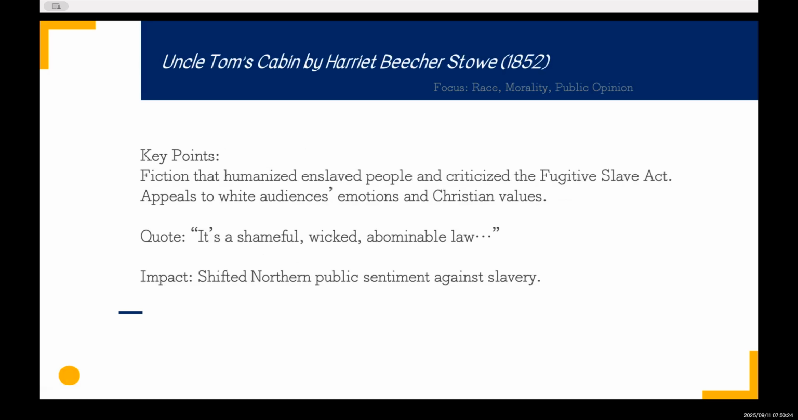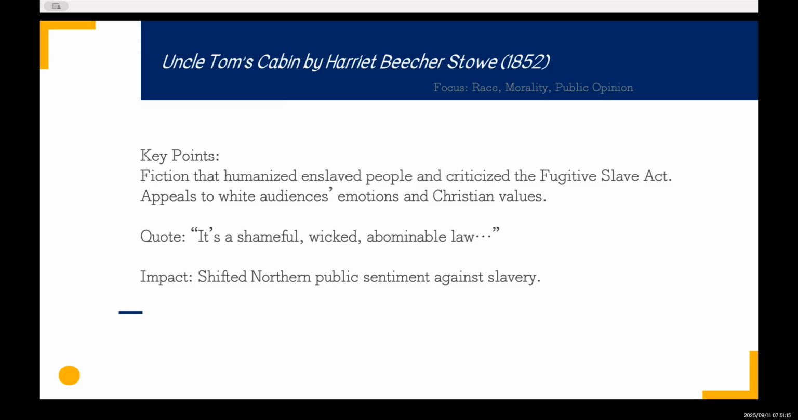The third source is Harriet Beecher Stowe's novel Uncle Tom's Cabin, published in 1852. While it is a work of fiction, it had real political impact. Stowe portrayed enslaved African Americans as deeply human, morally and emotionally rich, countering racist stereotypes. One character exclaims, "It's a shameful, wicked, abominable law." This refers to the Fugitive Slave Act, which made it illegal to help escaped enslaved people.